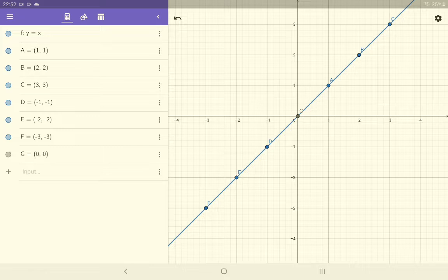The left hand side of the graph shows the points. You can see the ordered pairs 1 1, 2 2, 3 3, minus 1 minus 1, minus 2 minus 2, minus 3 minus 3, and 0 0. That indicates the points lying on that line, and this is nothing but the identity function, the structure of the graph for the identity function.